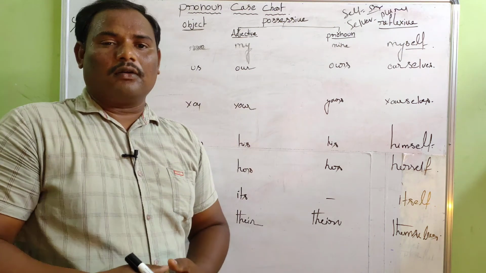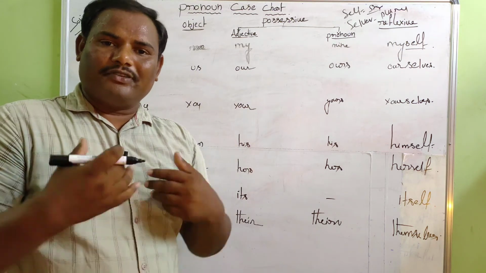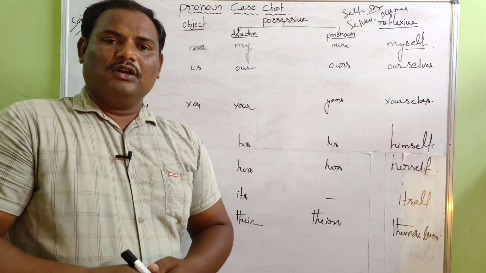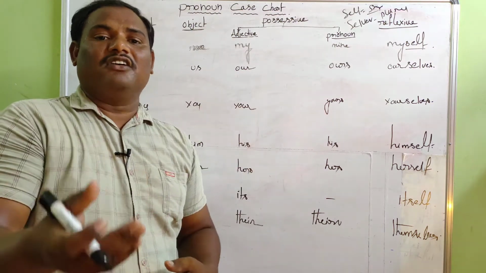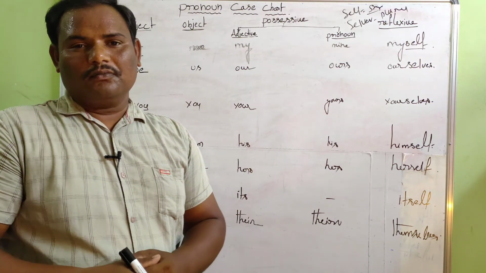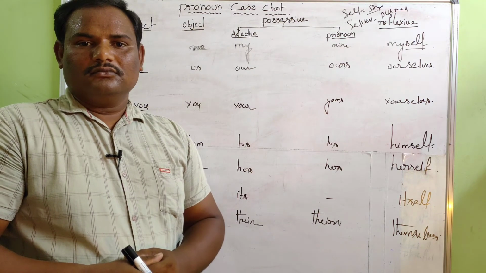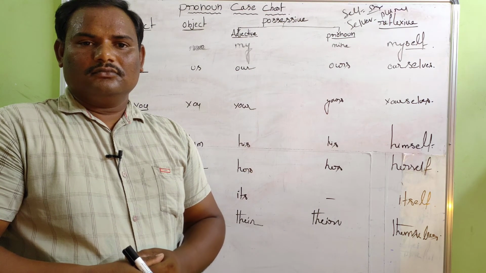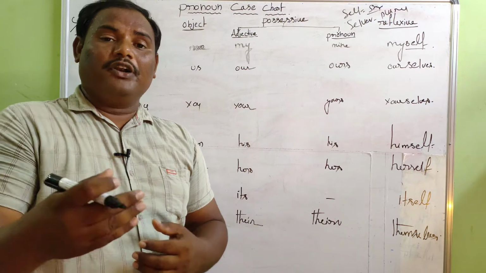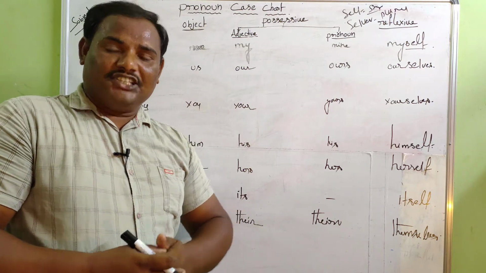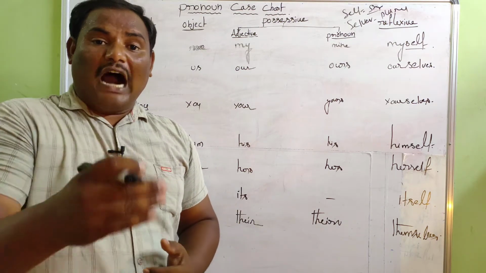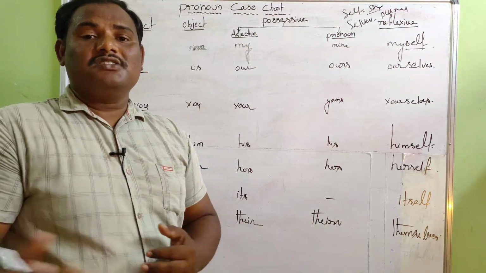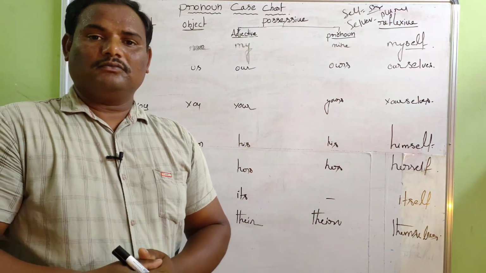This is our car. It's a possessive adjective. Our is a possessive adjective. This car is ours. Here ours is a possessive pronoun, right. This is your house. Here your is a possessive adjective. The house is yours. Here yours is a possessive pronoun.